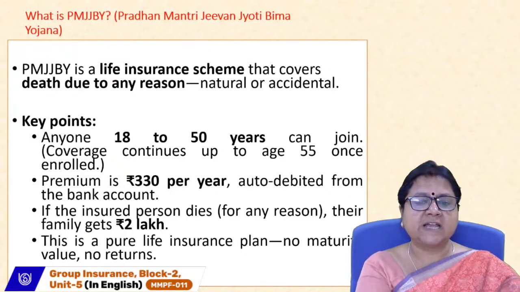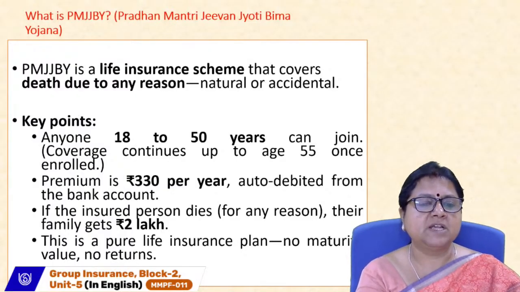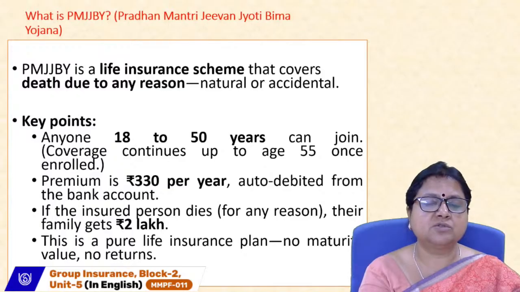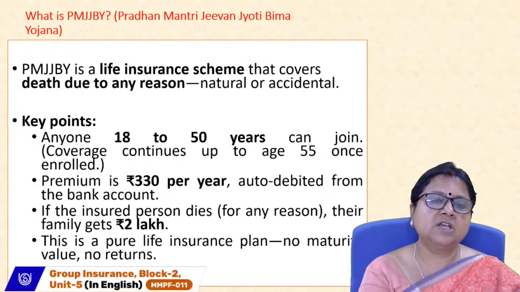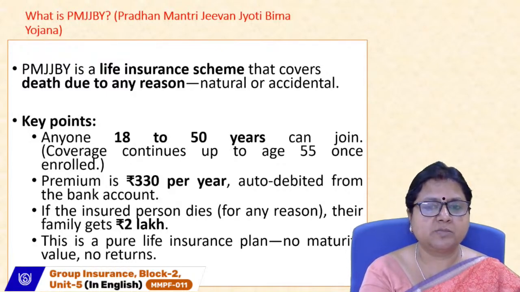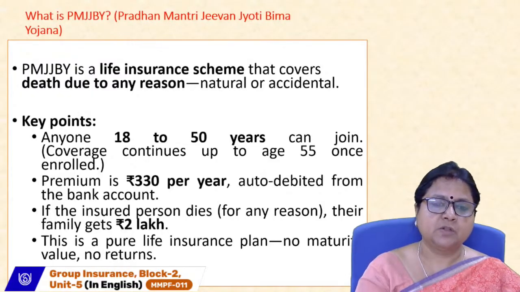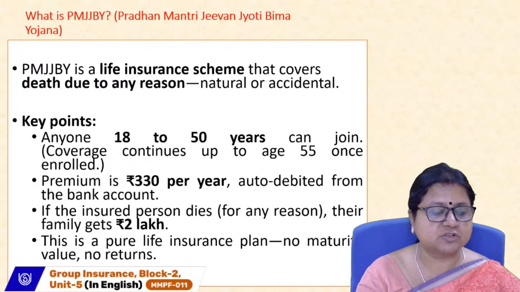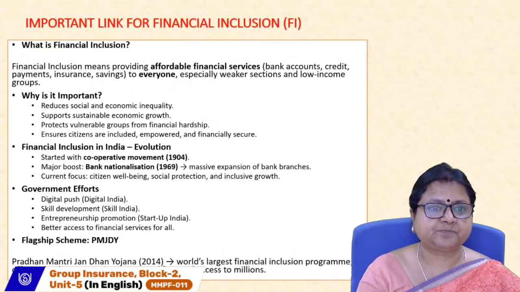If the insured person dies for any reason, their family gets 2 lakhs, and this is a pure life insurance, with no maturity value and no returns. Only if the person dies will it be paid, or else if the person lives a full life, then he will not get any sum assured, and no maturity amount can be claimed. So these are a few types of insurance schemes which have been the focus of the central government.